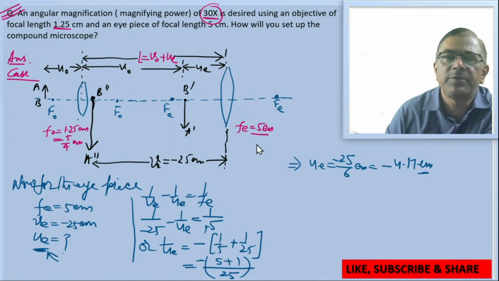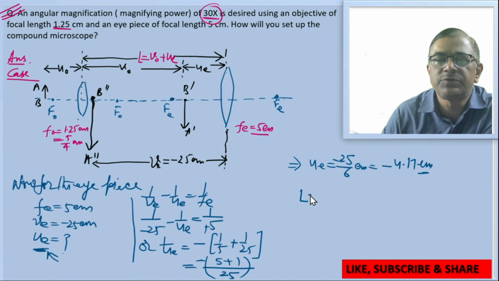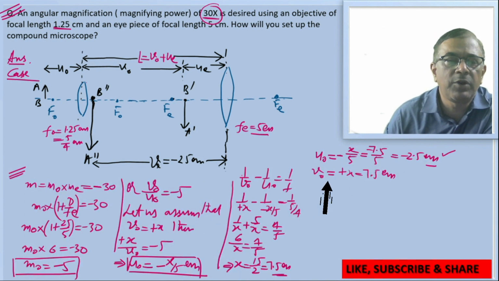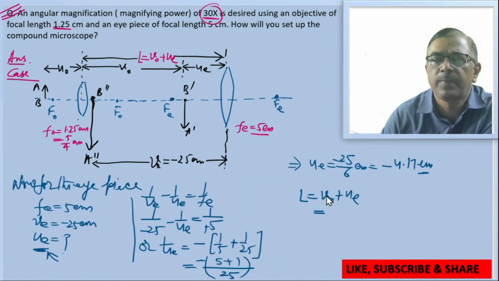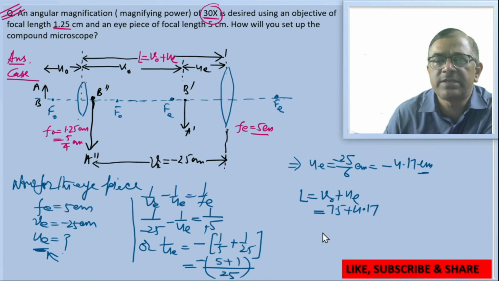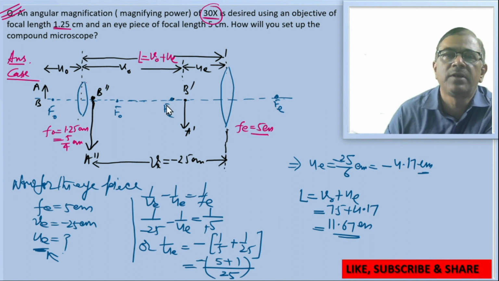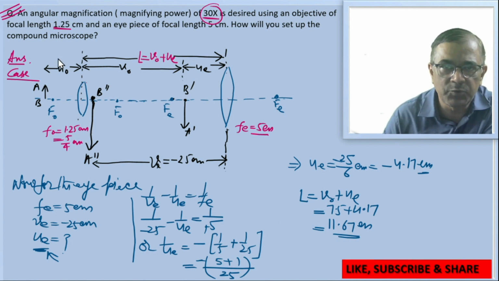So the separation between the two lenses should be L equals VO plus UE, and the value of VO is 7.5 centimeter, and the value of UE is 4.17 centimeter. That makes it 11.67 centimeter.